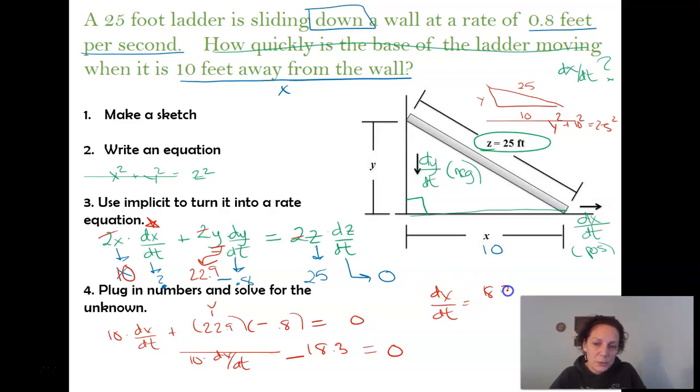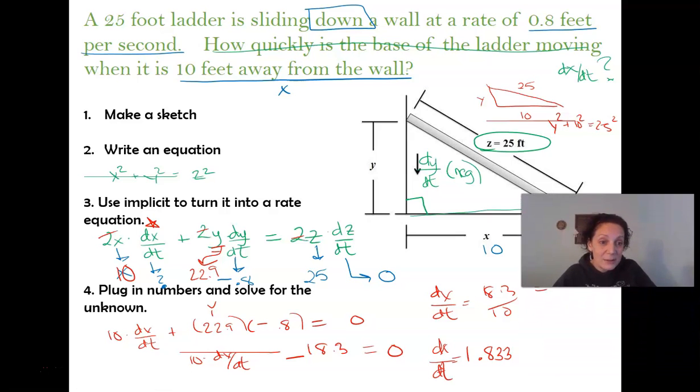I'm going to move the 18.3 to the other side and then divide by 10. So I get my 18.3 divided by 10. And again, this is a longer decimal that I'm keeping in my calculator, so I'm going to divide that by 10, and I get 1.833, and that is the only answer AP is going to accept because the next digit is 0. So there is no rounding up.